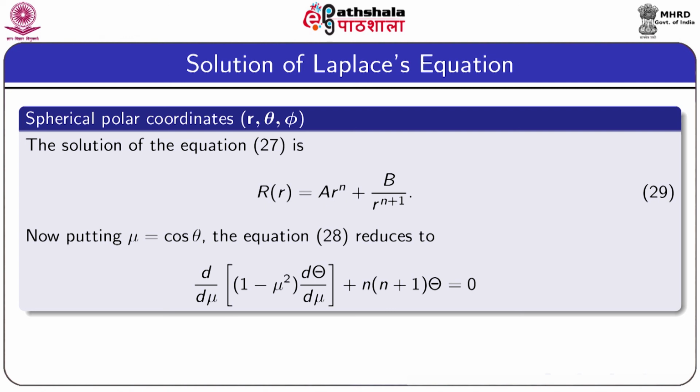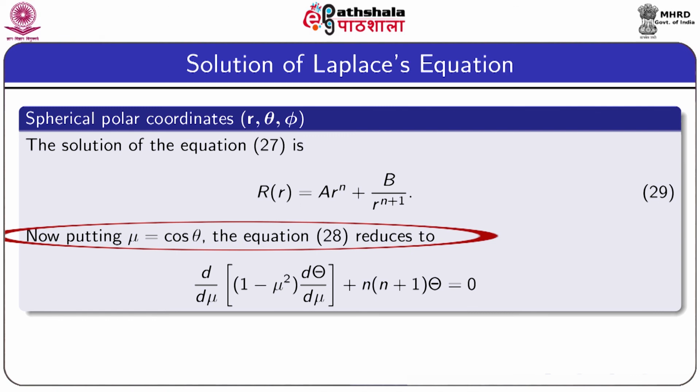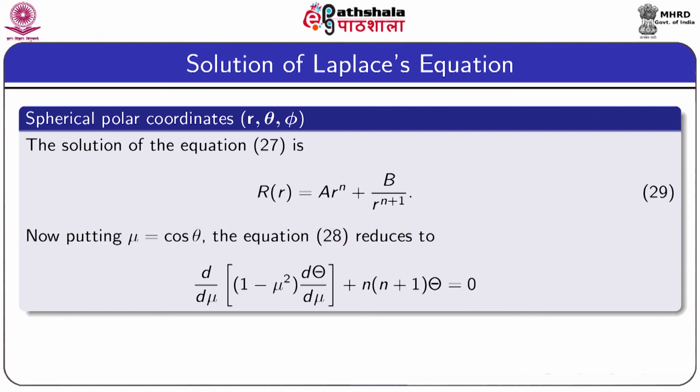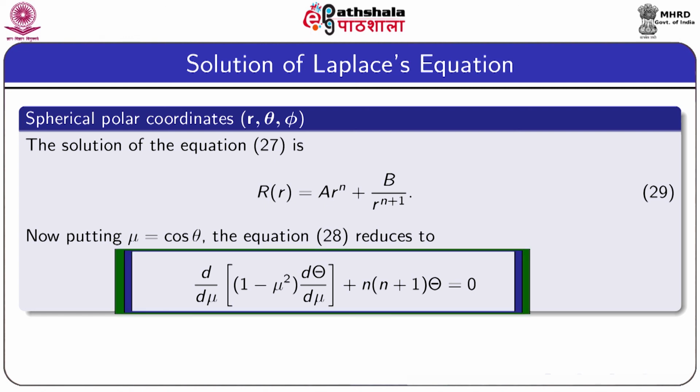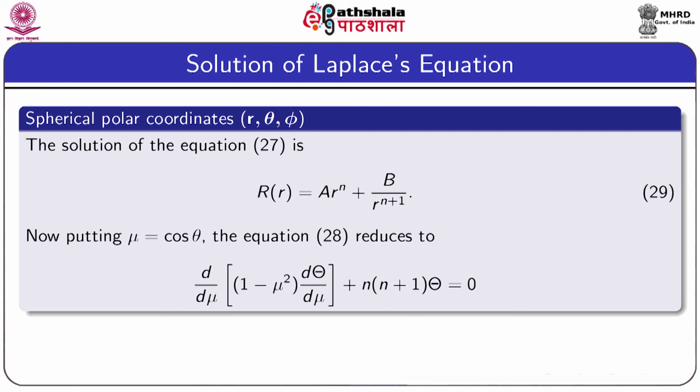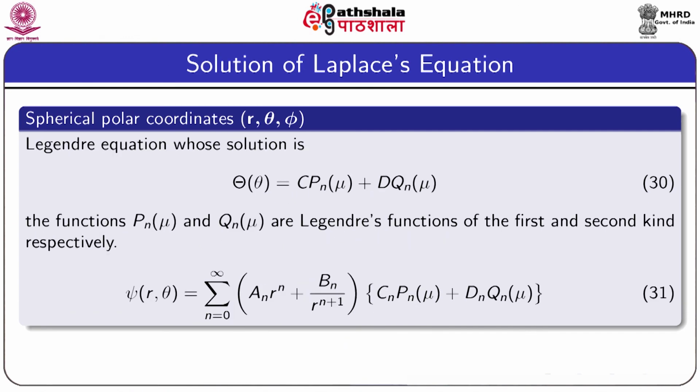Equation number 26 is an ordinary differential equation which is in Cauchy-Euler form. So, its solution can be obtained easily. Now, if we look at equation number 27, we need to substitute mu equals cos theta. Taking mu as the independent variable, equation 27 reduces to the form written here: d by d mu of 1 minus mu square d theta by d mu plus n into n plus 1 into theta equals 0. This is the famous Legendre equation, and we know the solution of the Legendre equation is given by Legendre functions or Legendre polynomials. So, the solution is written in equation number 29. This is a linear combination of Legendre functions of the first kind and second kind.